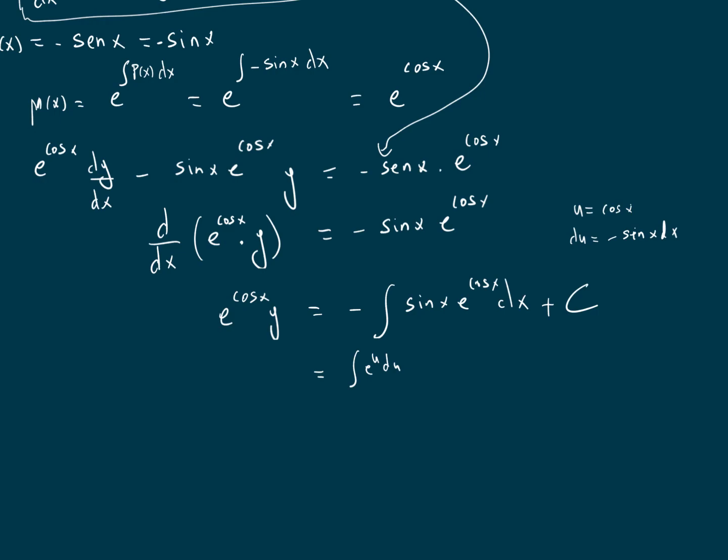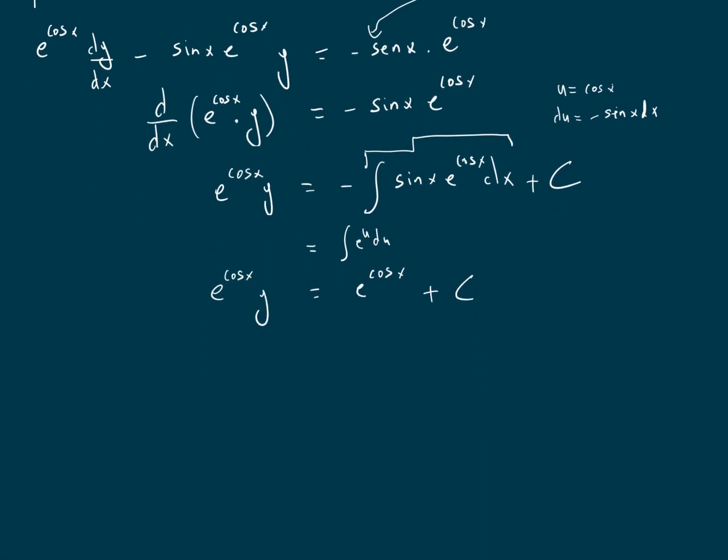So the integral of e to the u du is e to the u. So this will be e to the u, and e to the u is e^cos(x). So this integral is e^cos(x) plus c. So now I have e^cos(x) multiplied by y equals e^cos(x) plus c.